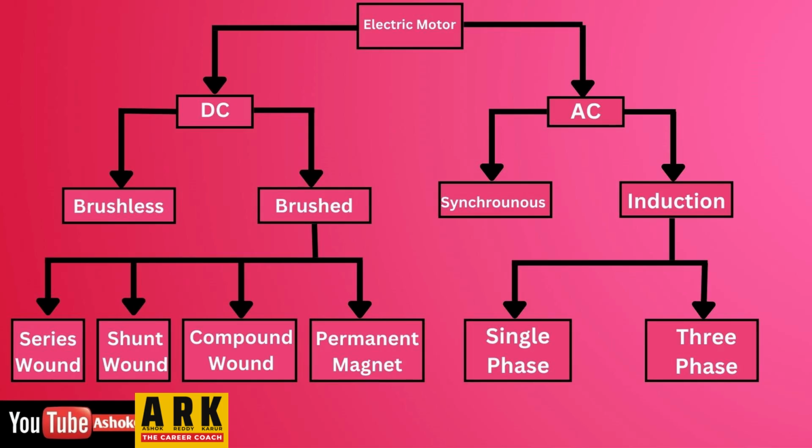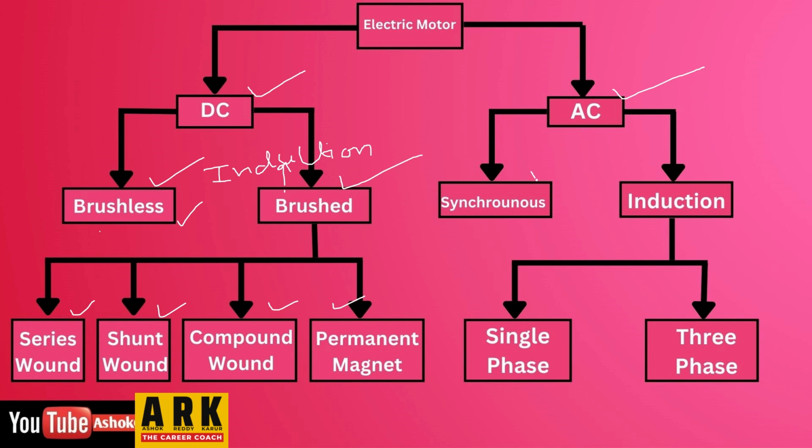So the main things here is this architecture, which I already explained to you. DC means direct current and AC means alternating current. On the DC side we have brushless and brushed. These brushes are the ones which use induction in the motor. There will be a rotor in the motor, and the brushes will induce a magnetic field. In the brushless we will not use this concept; I will explain brushless later. Under brushed we have series wound, shunt wound, compound and permanent magnet. So these are some types of motors.